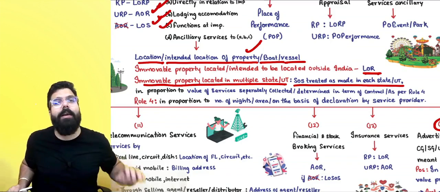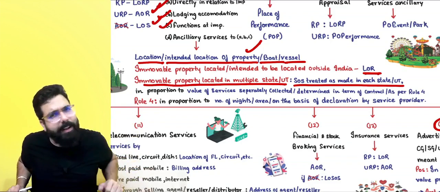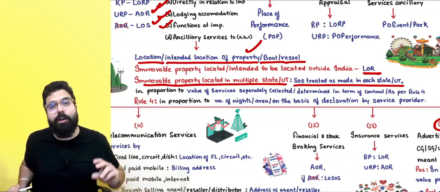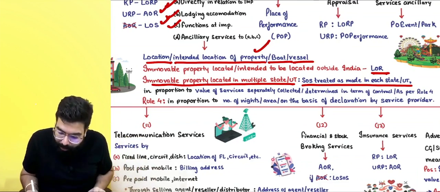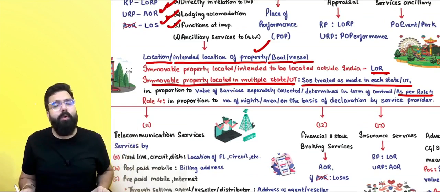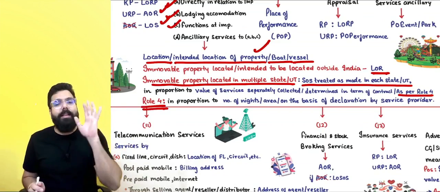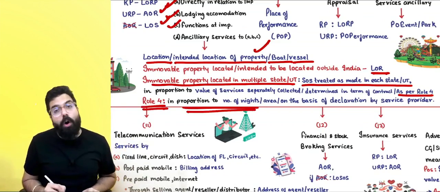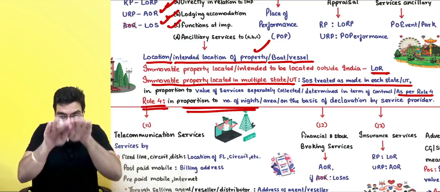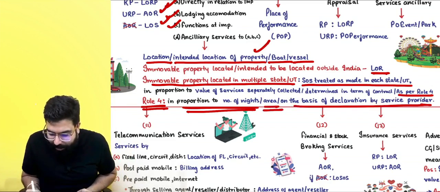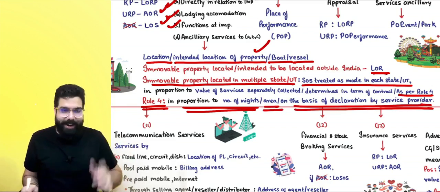Value apportionment. They told that if you have collected separately, there is no problem in apportionment. Or see the contract. If the contract also does not say anything, please apply rule number 4. Rule number 4 says, please do apportionment of the value in the ratio of the nights, or on the basis of the area of the property lying in both the states, or on the basis of the declaration given by the service provider.